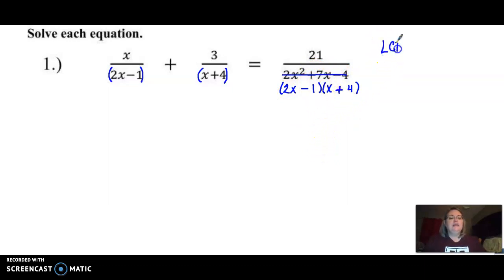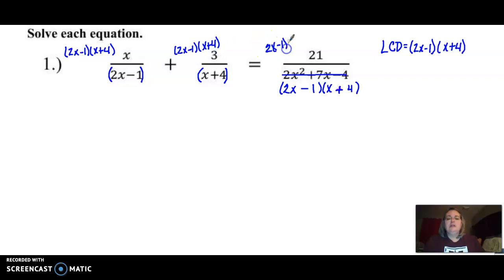So the least common denominator is going to be our 2x minus 1. Remember, even though it shows up 2 times, it's only once per fraction, so we only need 1. And x plus 4, again, once per fraction. So we're going to multiply each of our fractions by 2x minus 1 times x plus 4, and 2x minus 1 times x plus 4, and 2x minus 1 times x plus 4.